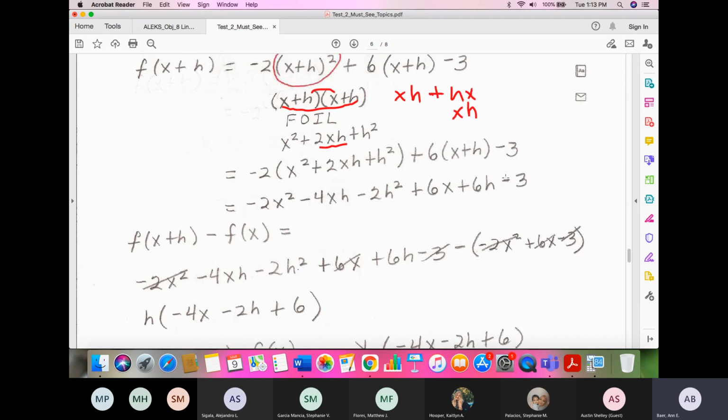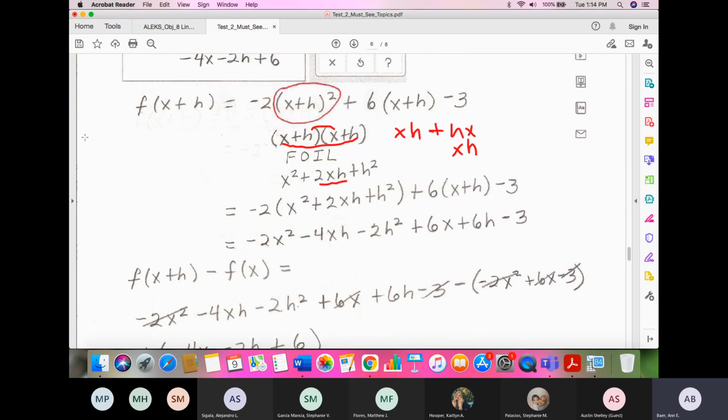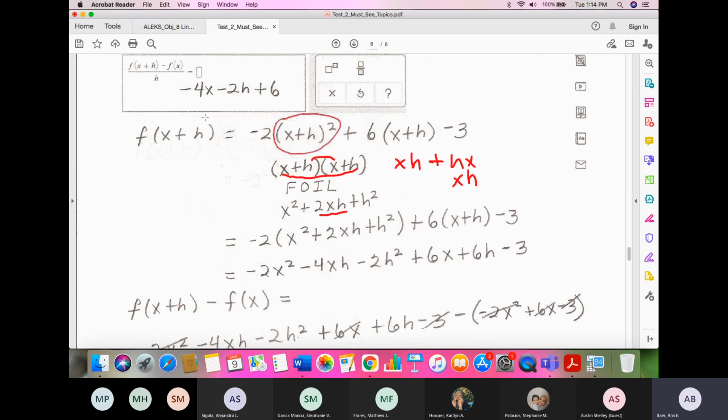So there's really no like terms here. Like terms have the same variables to the same exponents. There's no like terms at all to combine here. So we just have to live with this for now. So we've done the hardest part, the f of x plus h.